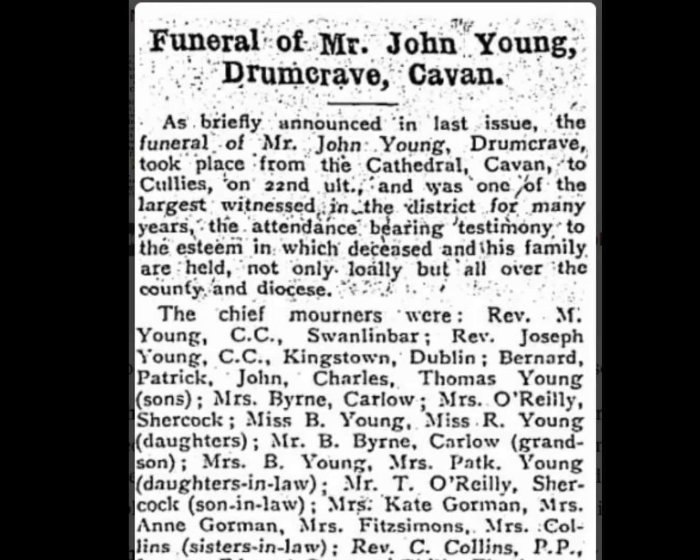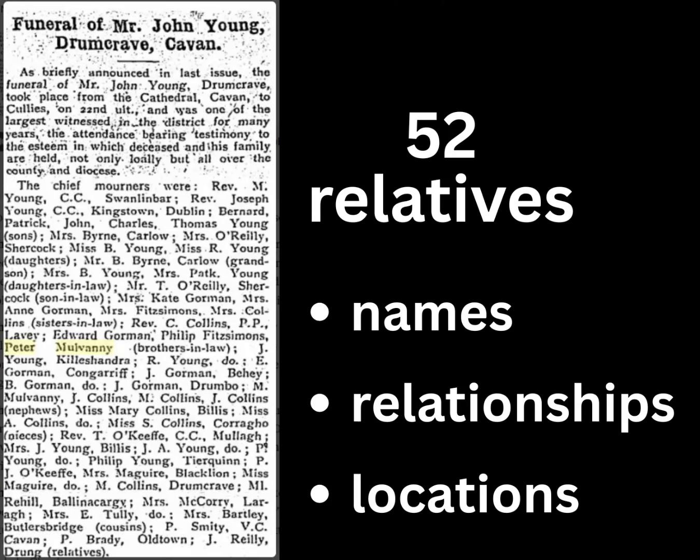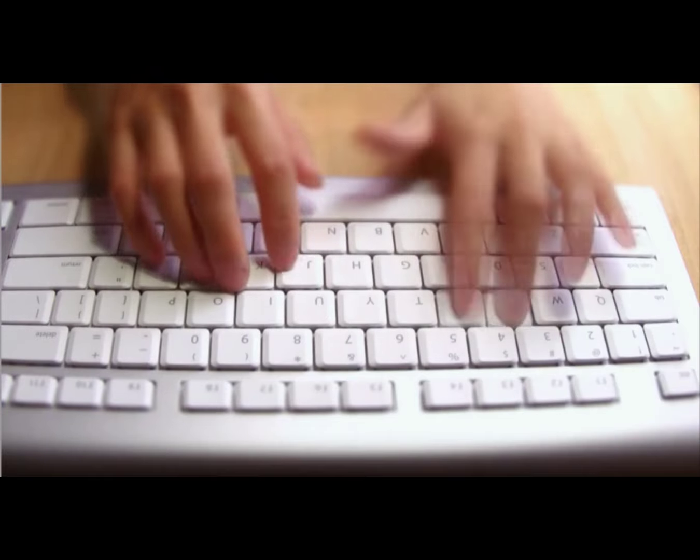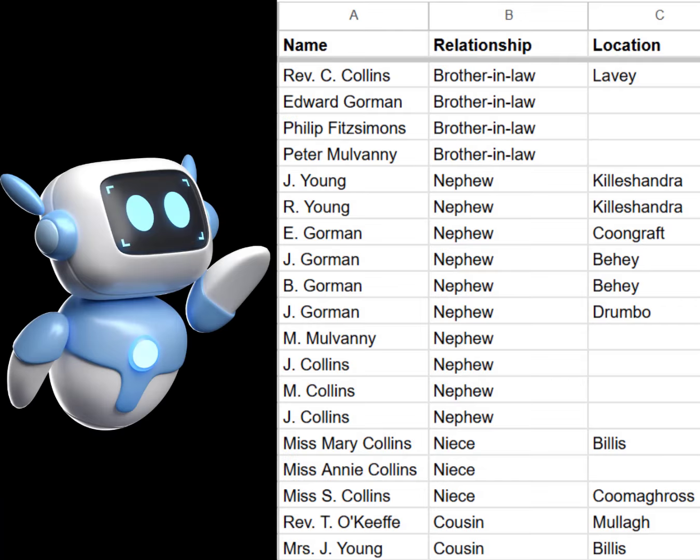This blurry 1917 funeral account of the husband of my second great-grandaunt contains 52 people with where they live and their relationships to the deceased. This is genealogy gold. Before AI, extracting this data meant hours of squinting and typing. Now I'll show you how to get it all in a searchable spreadsheet in 10 minutes.